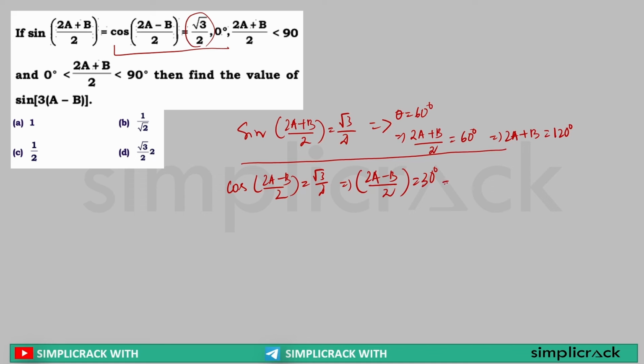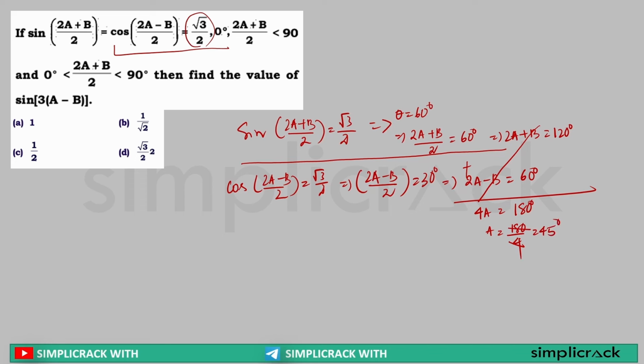Now if this is 30 degrees, I can write 2a − b = 30 × 2 = 60 degrees. And 2a + b = 120 degrees, 2a − b = 60 degrees. If I add both, b will cross out. 2a + 2a is 4a, and 120 + 60 is 180. So 4a = 180, which means a = 180/4 = 45 degrees.